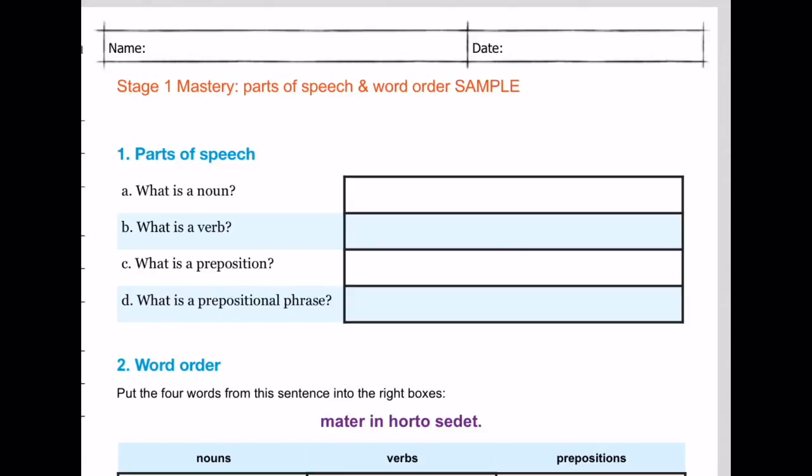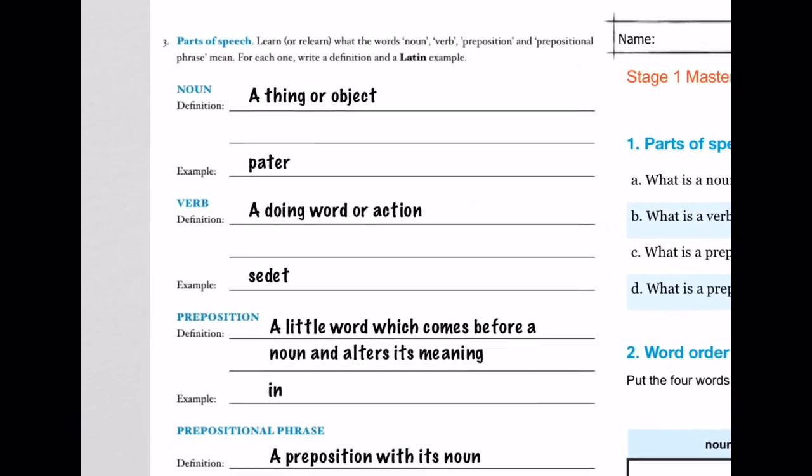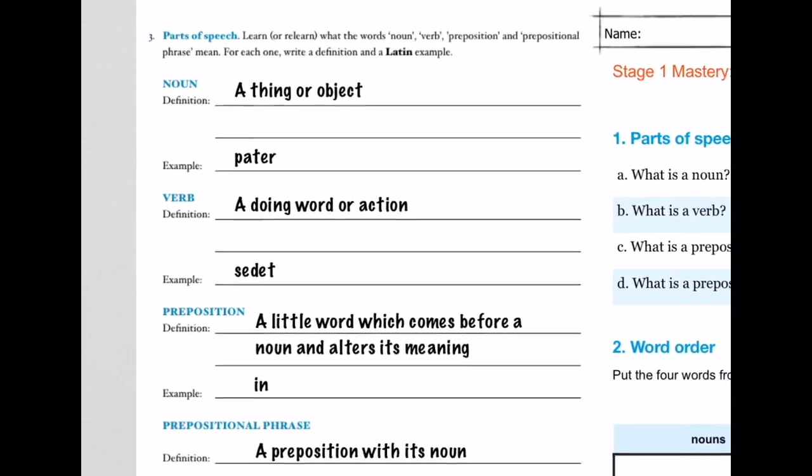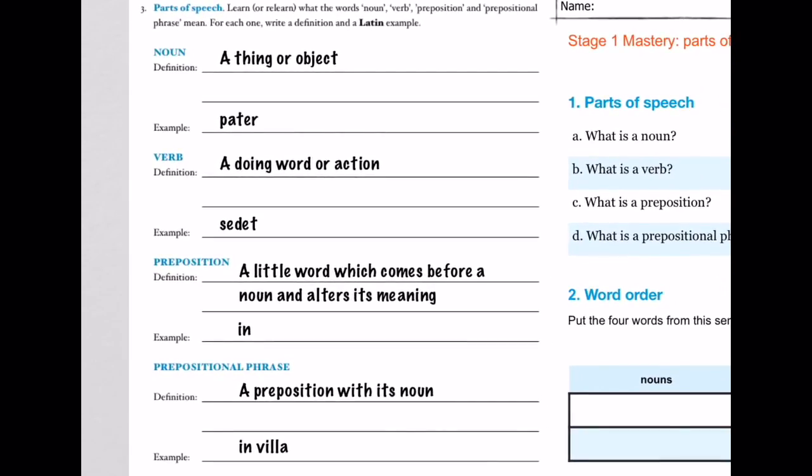Okay, section 1, parts of speech. Now you may have realised that you can't do very well in this test unless you've gone through the language booklet and done the work in it. So here on the left hand side is what you might have got to on that page of the language booklet, where it talks about definitions of parts of speech. As you can see, it says there that a noun is a thing, a verb is a doing word, a preposition is a little word that comes before a noun and alters its meaning, and a prepositional phrase is a preposition with its noun, with some examples in Latin.